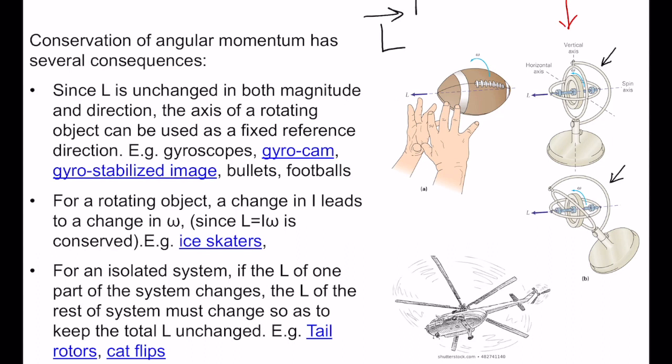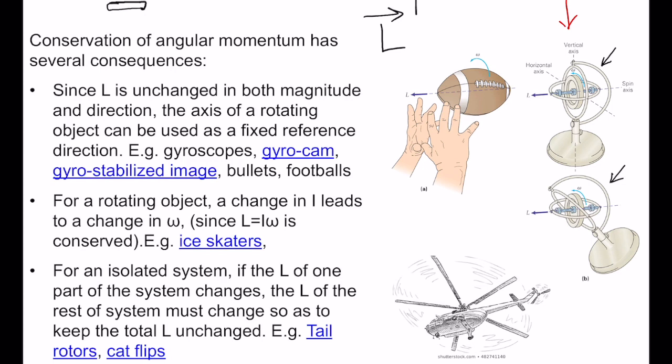Okay, another similar application is bullets. When a gun fires a bullet, typically you would want the bullet to maintain a particular orientation. You don't want it to be flapping around. So how do you make the bullet keep pointing in the same direction as it's flying through the air? The barrel of a gun is grooved, and the spiral grooving inside the barrel causes the bullet to spin while it's moving through the barrel of the gun.